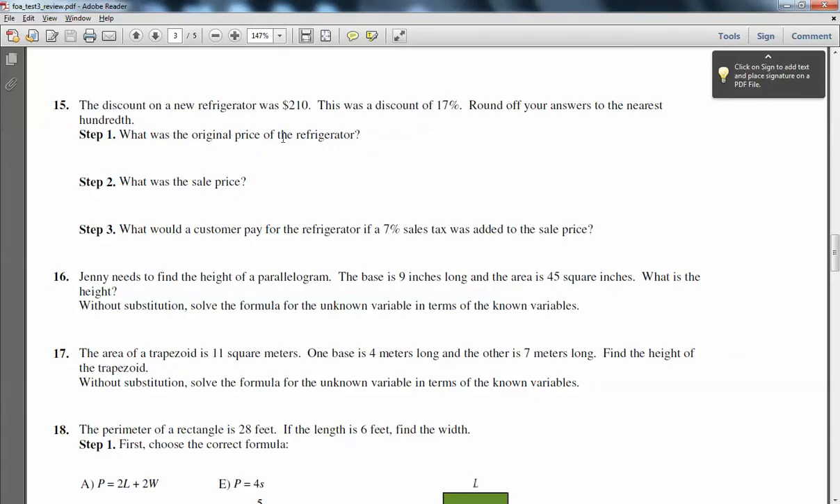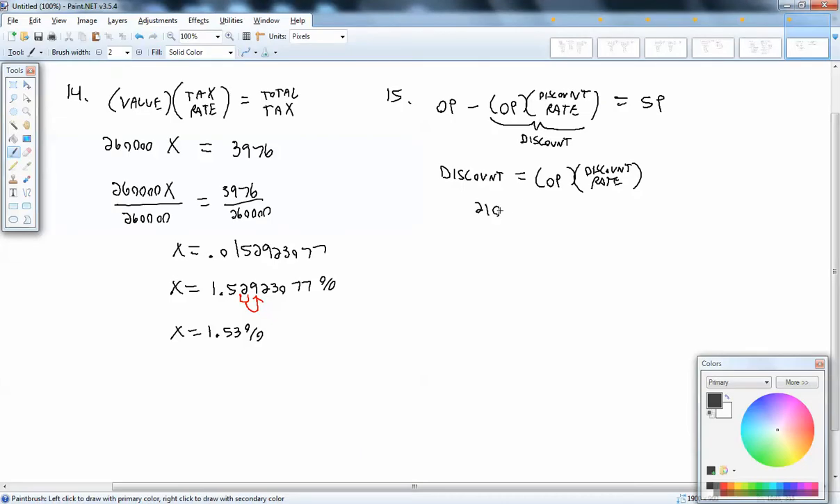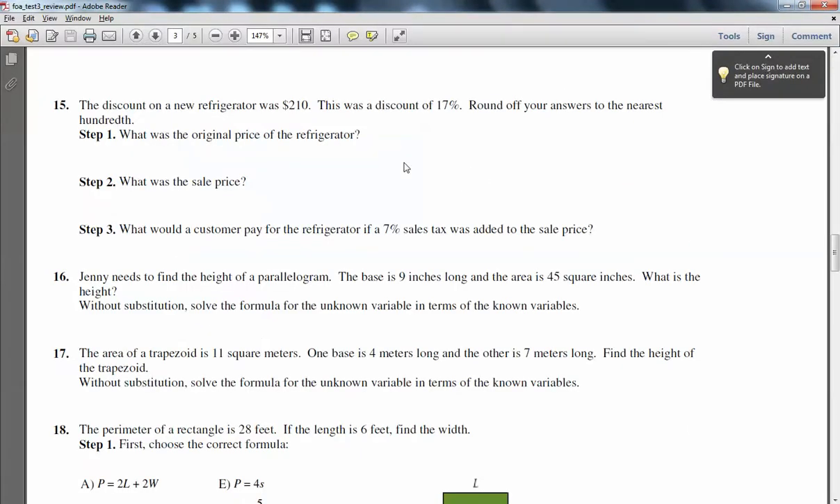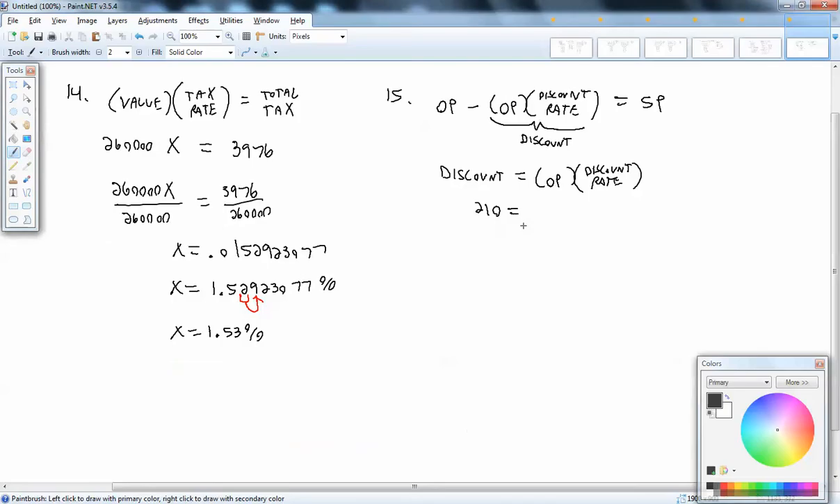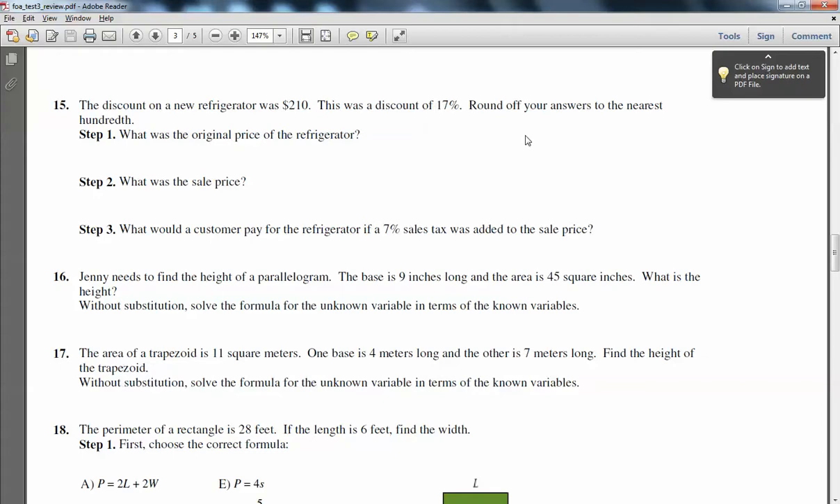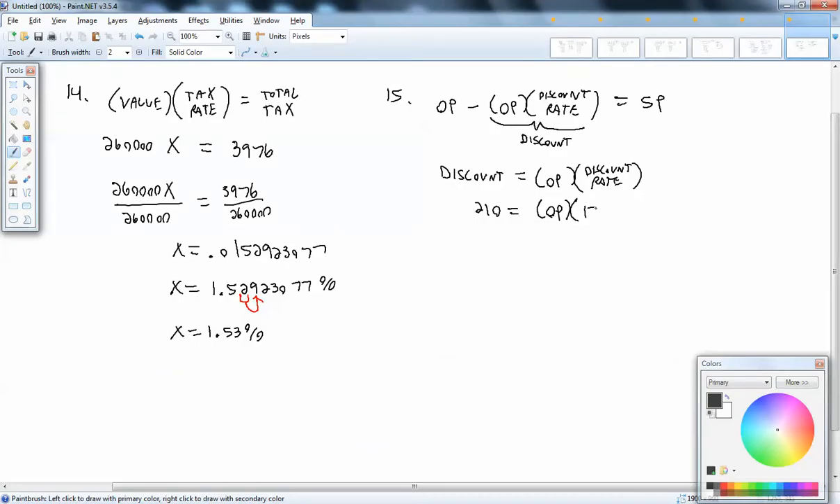The discount, they tell us, was 210. So they're giving us that. The original price is what they want us to find in step 1, so we want to find OP. Now the discount rate, they tell us, was 17%, so I'll put 17% there. Always we want that in decimal form, so I'm going to take my 17% and make it 0.17. Now to solve for original price, we divide both sides by 0.17.